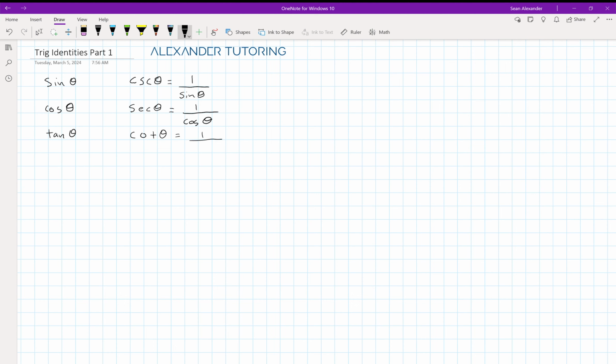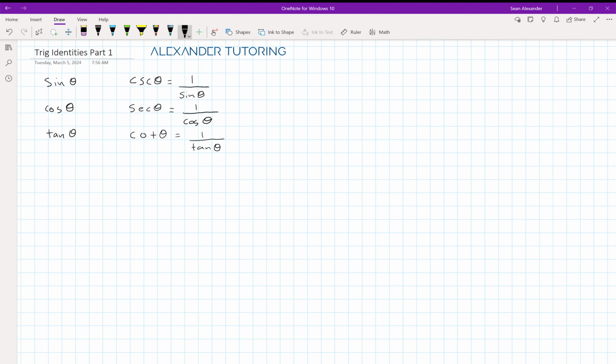1 over tangent theta. Okay, so again, I'm going to say that out loud one more time. Cosecant goes with sine, nobody knows why. It's equal to 1 over sine. Secant goes with cosine, no one knows why. Secant theta equals 1 over cosine theta. Cotangent theta is what you think it would be. It's 1 over tangent theta.